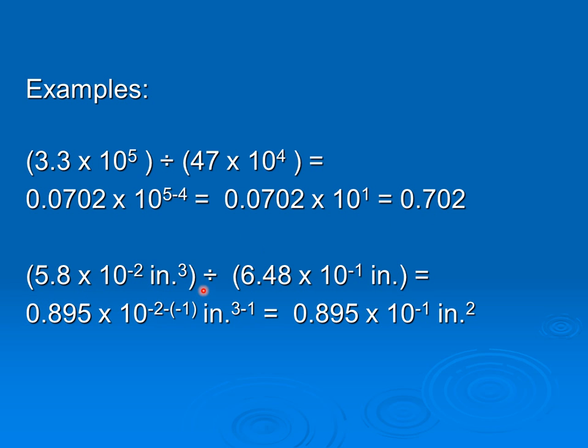Another example here, you are dividing 5.8 by 6.48, you get the fraction. You subtract the exponents, 10 to the power negative 2 and 10 to the power negative 1. How do you subtract? Negative 2 minus negative 1. You are subtracting negative 1 from negative 2. That makes it 10 to the power negative 2, and this negative becomes positive. That becomes 10 to the power negative 1.